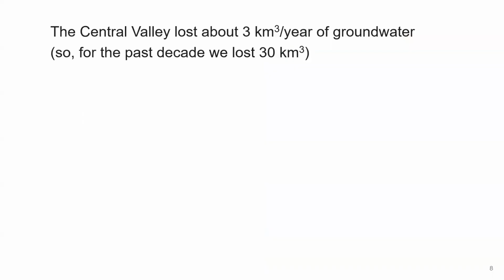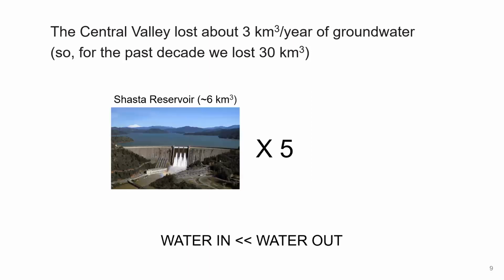So let's think about how much water the Central Valley is losing. It's about 3 cubic kilometers per year of groundwater. So for the past decades, we lost about 30 cubic kilometers of water, which sounds like a lot, but you don't really feel it. Okay, how much water is that? If you think about the Shasta Reservoir, one of the biggest reservoirs in California, the capacity of this reservoir is about 6 cubic kilometers. So for the past 10 years, we have lost 5 times this Shasta Reservoir.